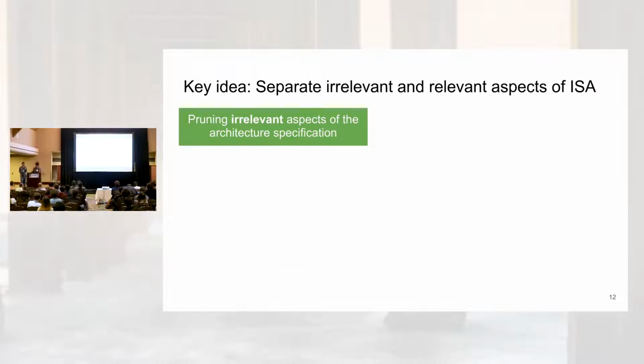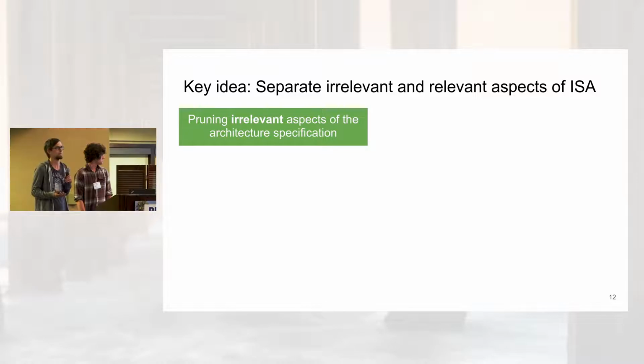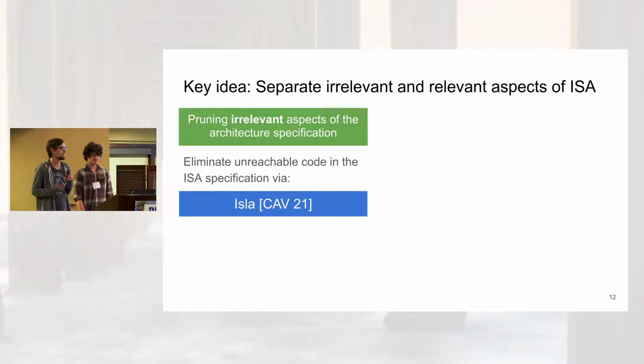So our key insight in Islaris for dealing with these large ISA models is to realize that they can be separated into two parts. One can first observe that large parts of the ISA specification are in fact irrelevant for a given instruction and system configuration. So the first step of Islaris is to prune these irrelevant parts of the large ISA models. For this, we use and extend the ILA framework, which can eliminate unreachable code paths in these ISA models.